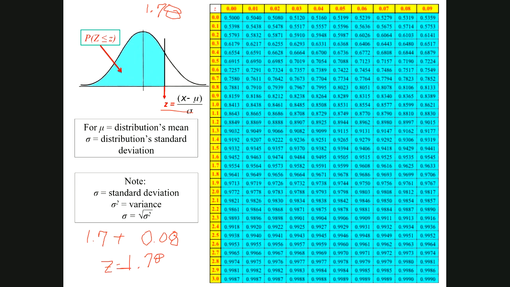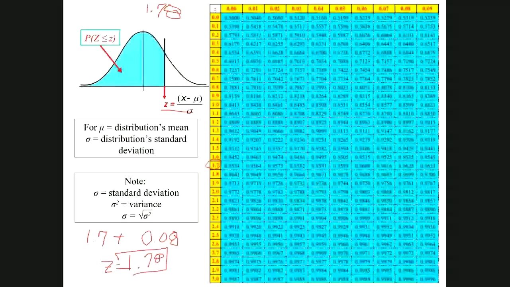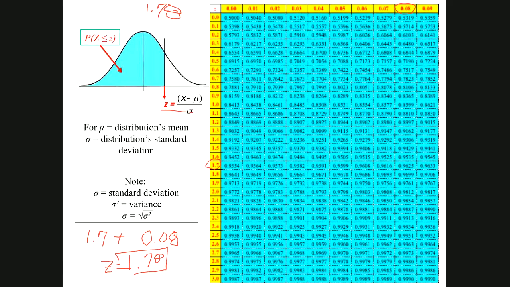All right, z value is 1.78. Sorry about that. But to find the probability associated with this z value, we're going to look for 1.7, and then in the column 0.08. Where these two values intersect, that's the probability associated with this value. And you'll see here, if you can read that, it says 0.9625.